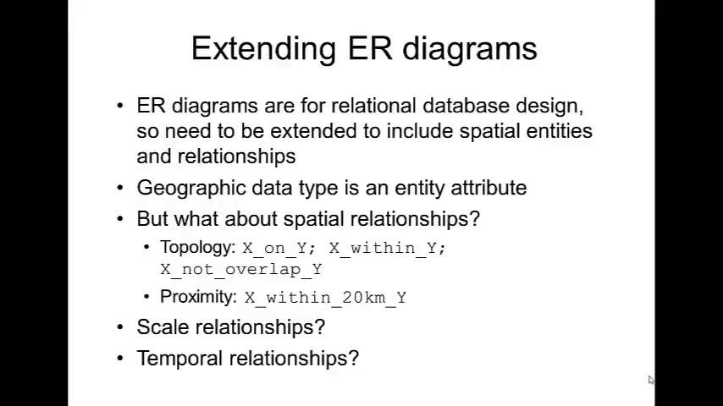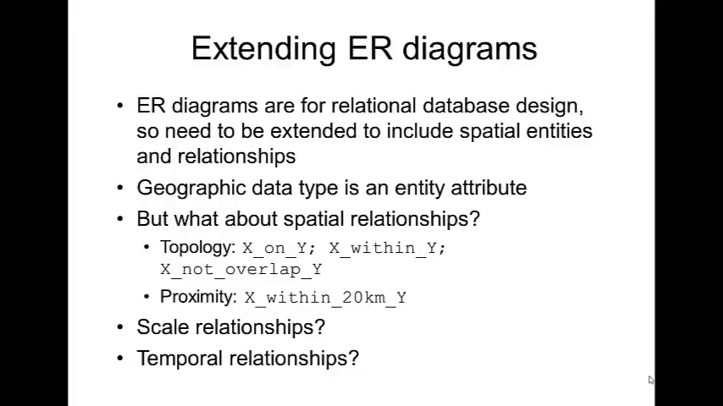Now, ER diagrams were designed for relational database design, so need to be extended to include spatial entities and relationships. Geographic data type is an entity attribute. Entities may be represented as polygons, they may be represented as points. But what about spatial relationships? For example, topological relationships, X must be on Y. A water valve must be physically connected to a water main. X within Y. For example, a district council must be within the boundary of a county council.